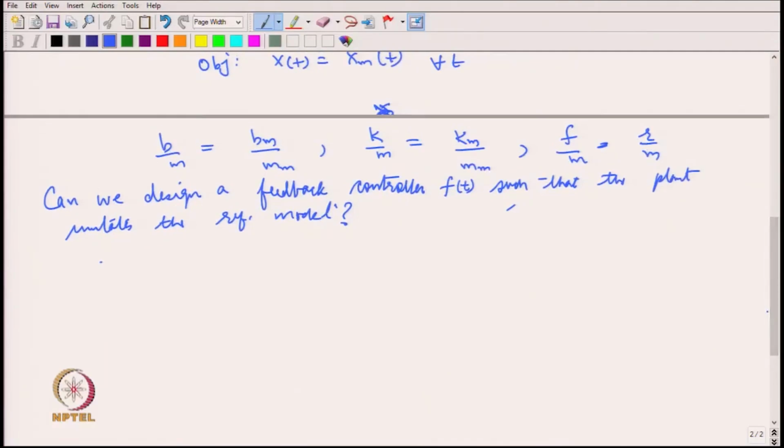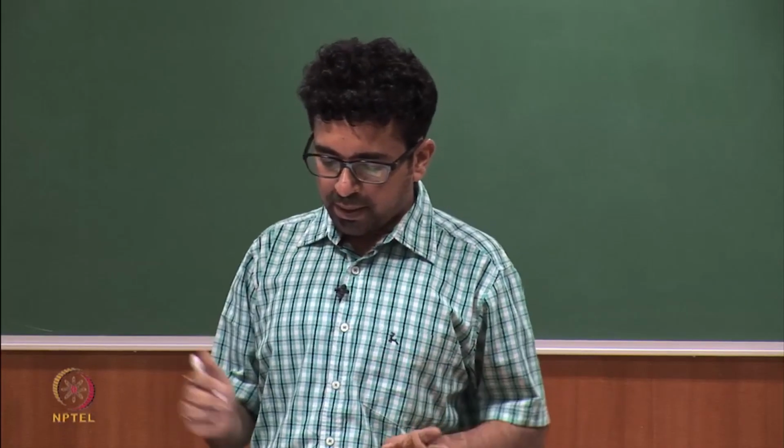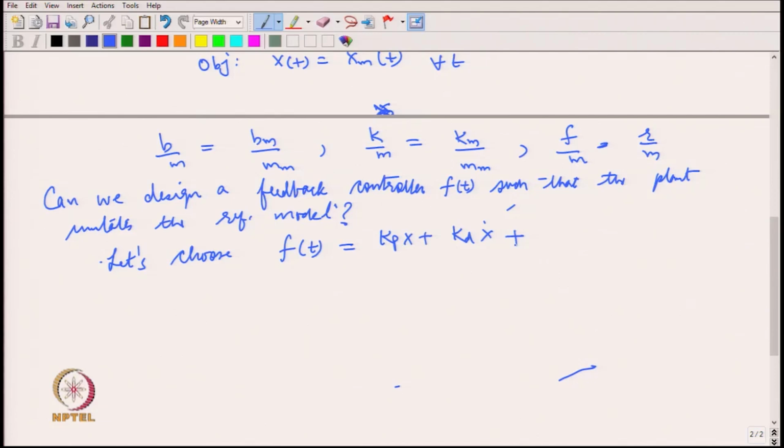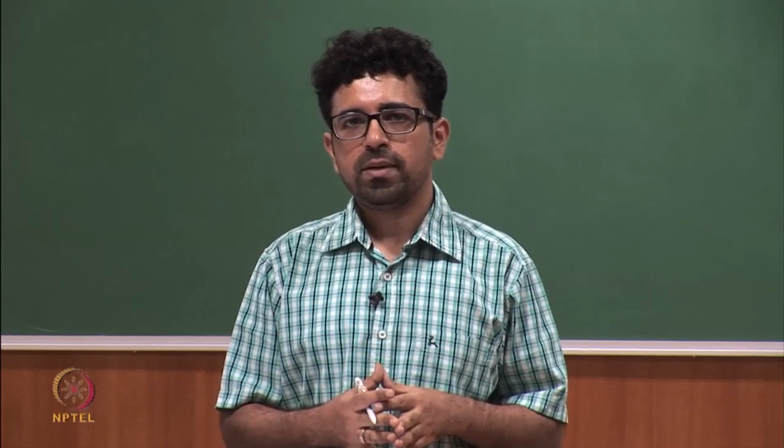For that we can try a state feedback control law. So let us choose f of t, which is the input to the plant, as a state feedback controller, which is given by kp x plus kd x dot. In this case there are two states, x and x dot, representing position and velocity respectively. So we choose a state feedback controller kp x plus kd x dot, and since we are trying to track the reference model, we also have a tracking term kr times r. Okay. So the question now becomes, how do we choose kp, kd and kr such that this control system is able to make sure that the plant tracks a reference model.